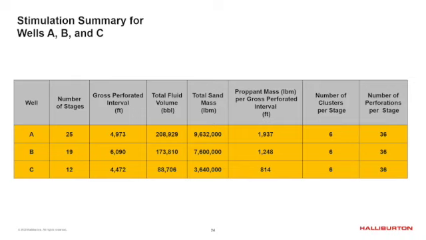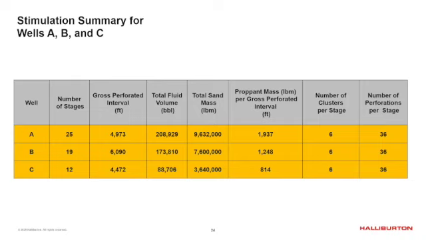6 clusters per stage, 36 per clusters. The proppant mass per gross perforated interval, you can see over here. And you can see we went down, and the crappier well, we pumped less, and then the better wells we pumped more. That's a technical term. Yeah. And same with the total fluid. So we pumped less volume into the poorer wells.